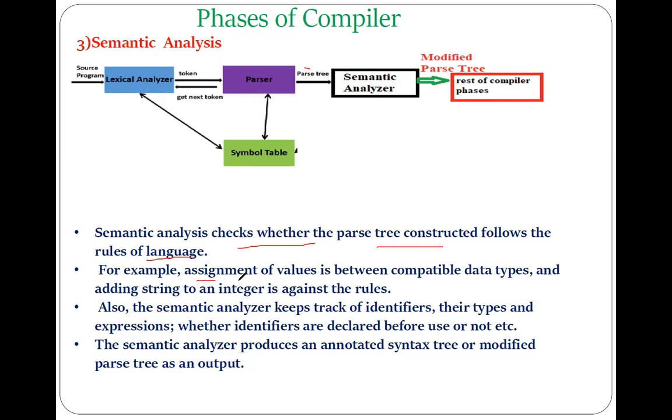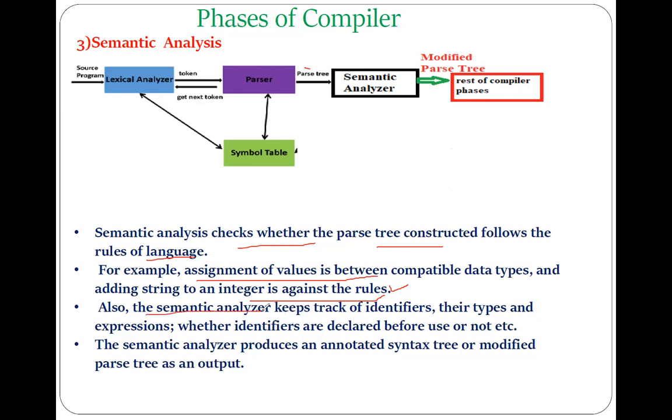For example, assignment of values between incompatible data types, and adding a string to an integer. This is against the language rules. If these kinds of things are in your program, then definitely the modified parse tree cannot be generated, and these things will be reflected in that modified parse tree. And if the modified parse tree does not get generated, definitely a semantic error will be shown.